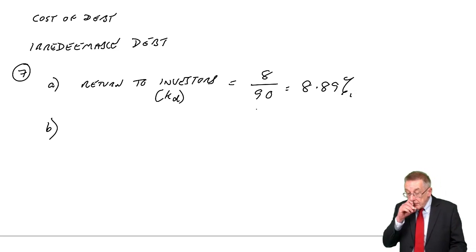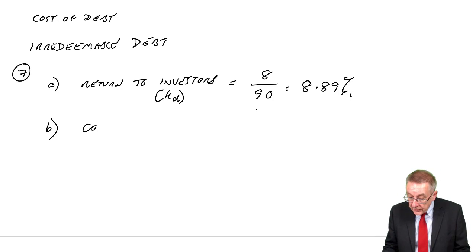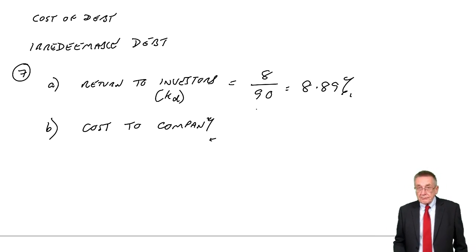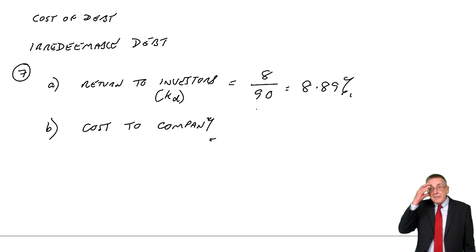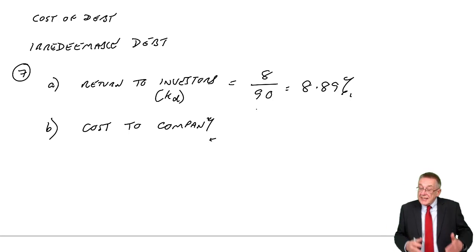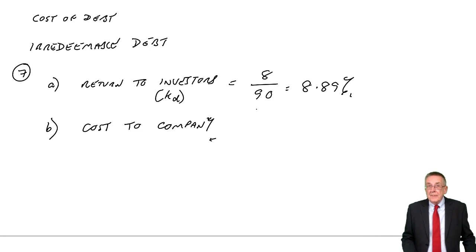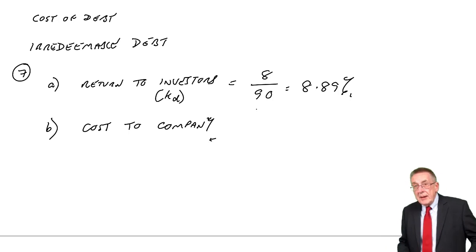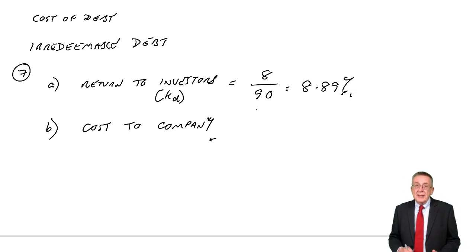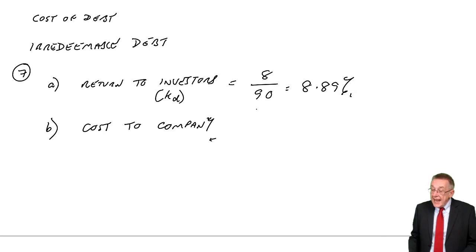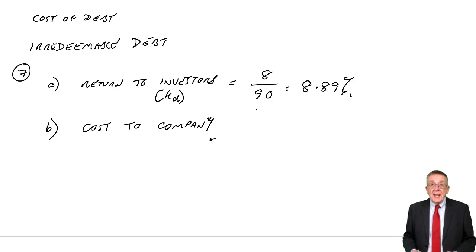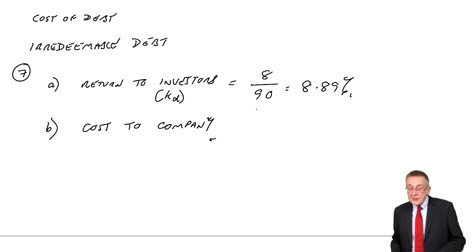However, although investors want 8.89%, the cost to the company will be lower, because although on new finance they're going to have to give 8.89%, again, the interest will be tax allowable. And so for every percent interest you pay, you get 30% of it. In this question, tax is 30%. You get a 30% tax saving. The net cost is only 70% of what the investors are getting.